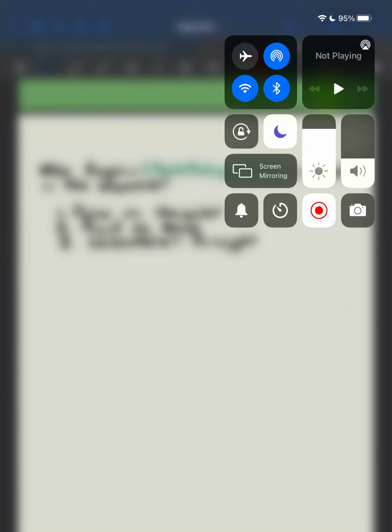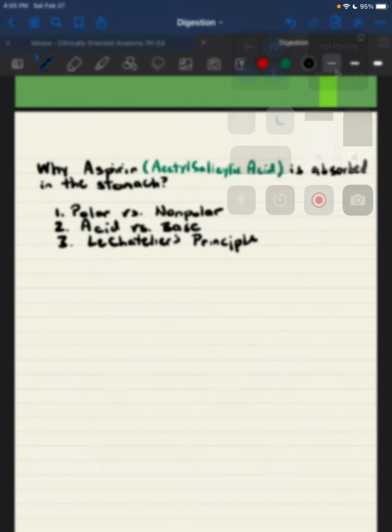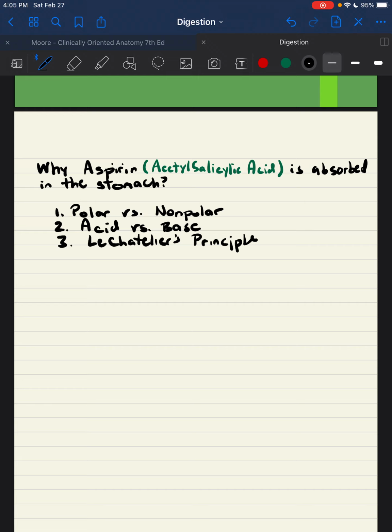Alright, so what I'm going to do now is actually make a video and talk about why aspirin, which is also known as acetylsalicylic acid, is absorbed in the stomach, right?